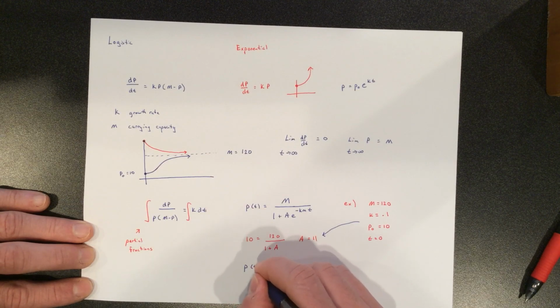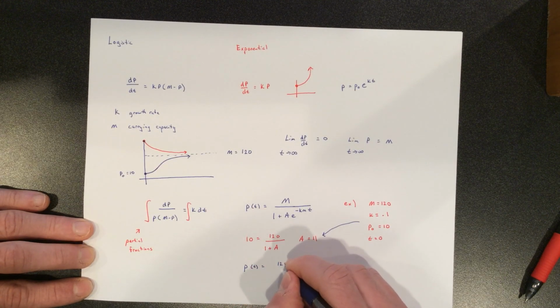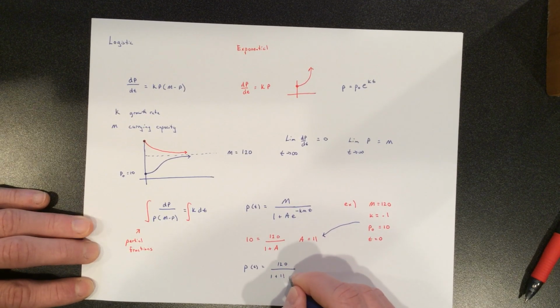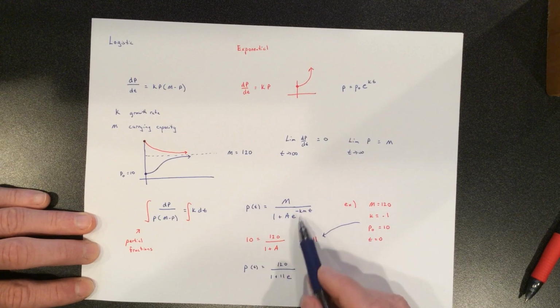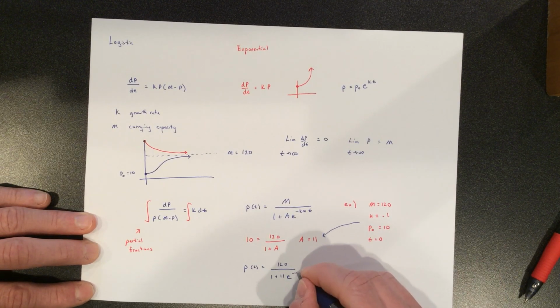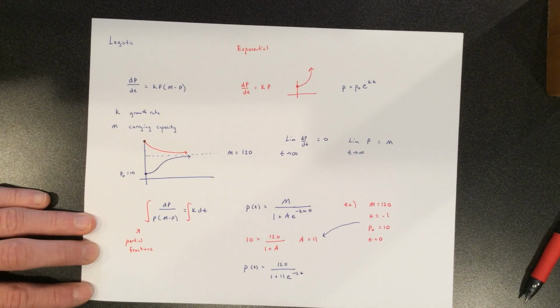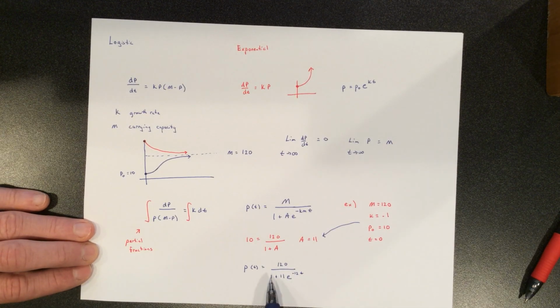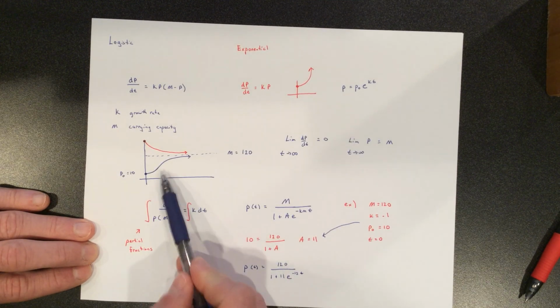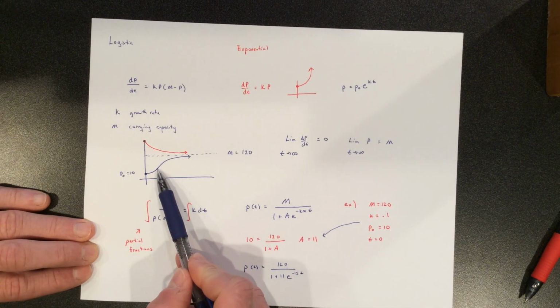P as a function of time would be 120 over 1 plus 11 e to the negative kM, or just take k times M, so I get negative 12t. So I actually have an equation that describes this curve, right? If you graph this on the calculator, you're going to get this exact same thing.